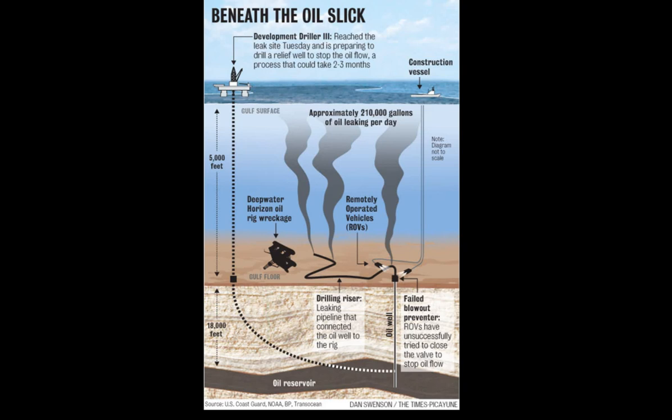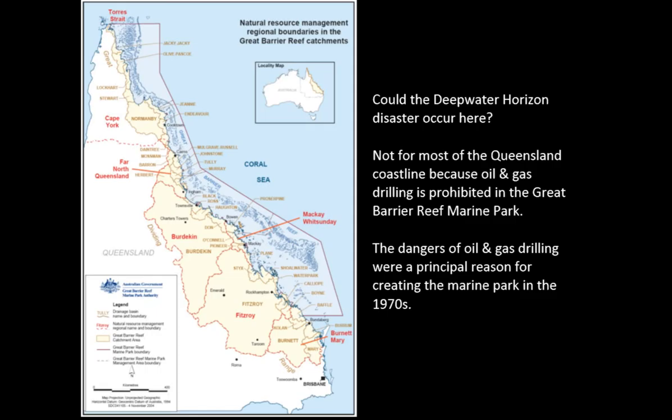It was one of those disasters where a whole host of things contributed to it. There's meant to be a valve that can shut off the oil at the bottom of the ocean, and that failed. They could only stop it after several weeks. They had to drill in from the side, drill down to the oil reservoir and basically block it off. So there was a huge spill that came from that.